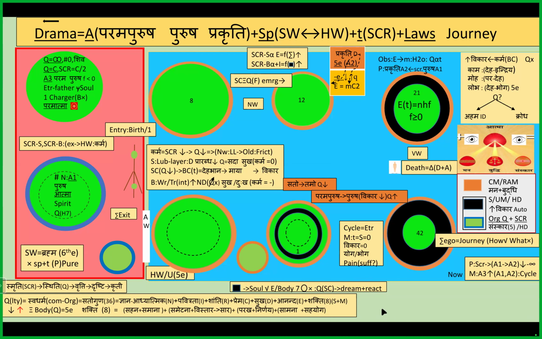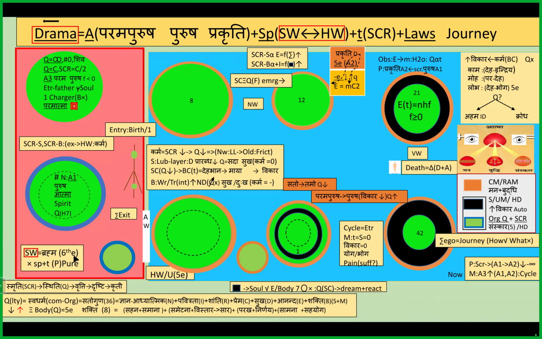Okay, visible? Yes, it's visible. So I'm going to explain about drama. The drama has actors, space or stage, time, and laws. So these four: laws, time, space, and actors. That is what a drama is. Now we are talking about space. Space is the soul world and the human world. So this is the soul world.